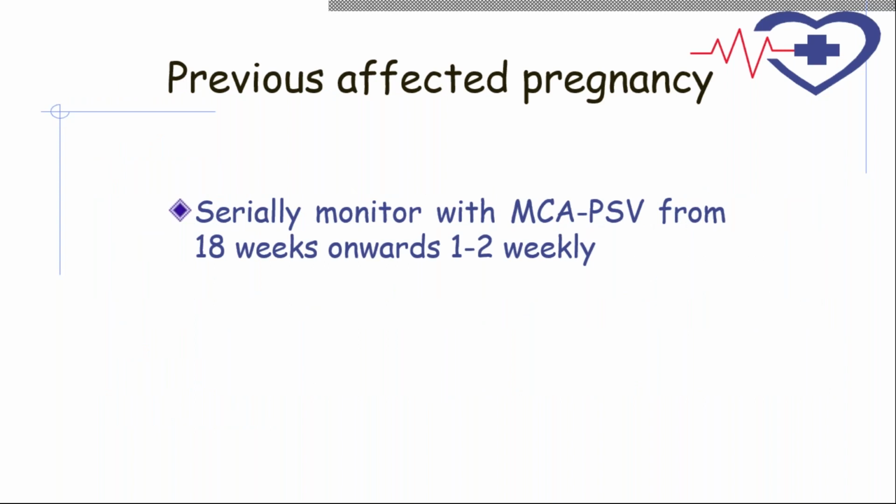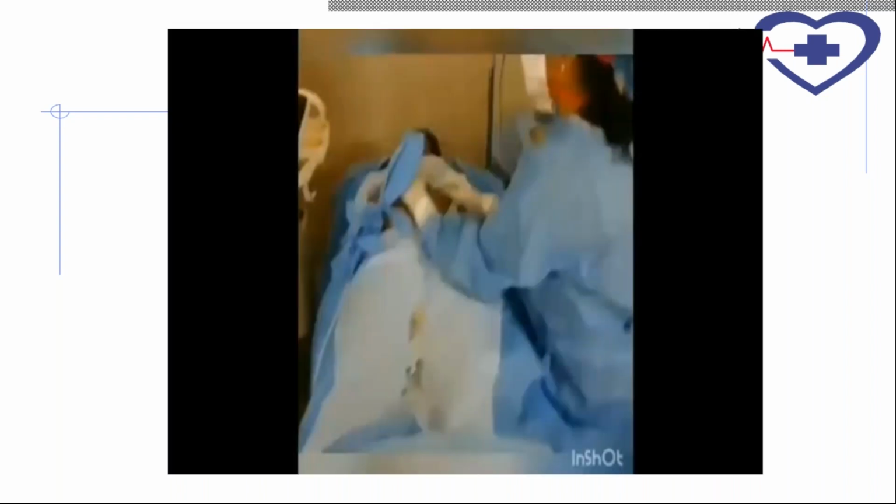Now I hope I have made it clear that if the peak systolic velocity of the middle cerebral artery exceeds more than 1.5 MoM, then you have to plan a cordocentesis along with intrauterine transfusion. Do a cordocentesis, take out the fetal blood, send it for blood grouping and hematocrit, and start your transfusion. But we do it on site.